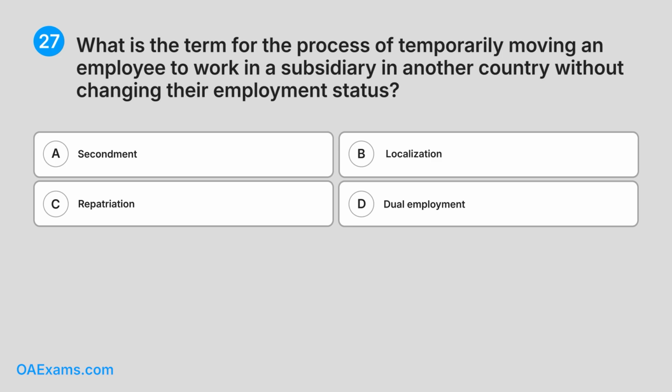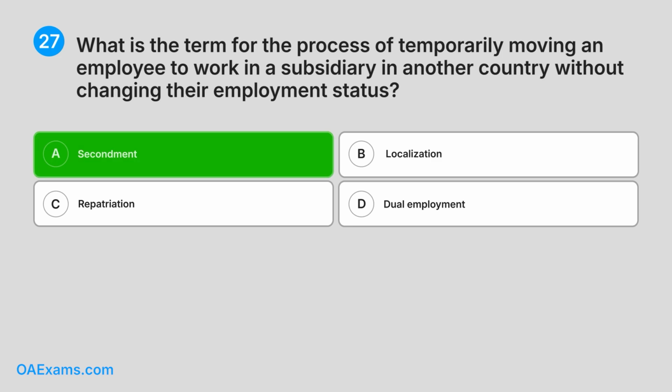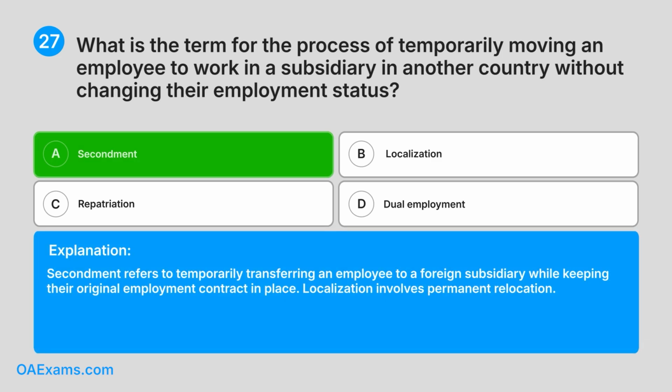Correct answer. A. Secondment. Explanation. Secondment refers to temporarily transferring an employee to a foreign subsidiary while keeping their original employment contract in place. Localization involves permanent relocation.